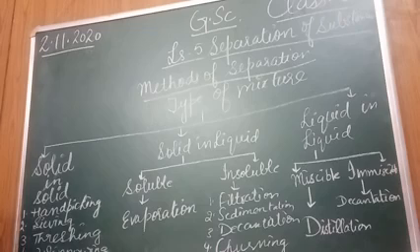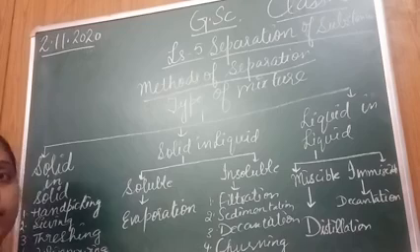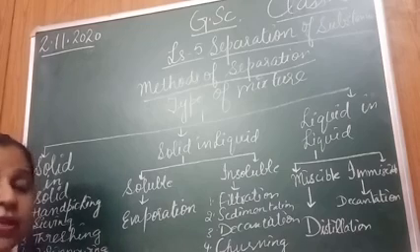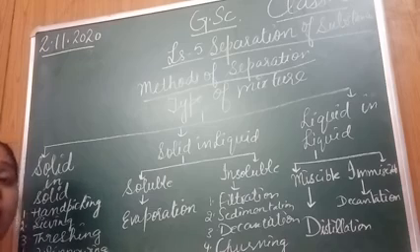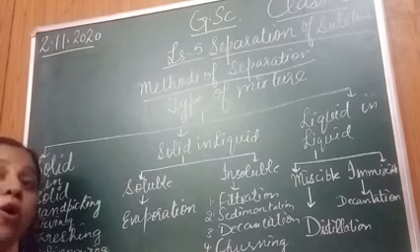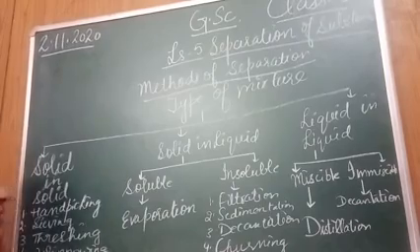Then is threshing. But threshing is basically done in the fields. In this case, grains are separated from the stalks. राइट, ग्रेन्स जो होते हैं, दाने जो होते हैं, वो स्टॉक से सेपरेट किए जाते हैं. How? By beating them on the ground. Right, this is known as threshing. We will be doing it in detail.